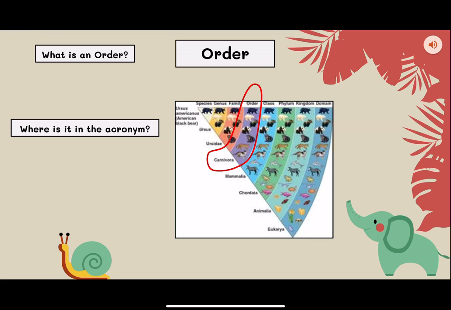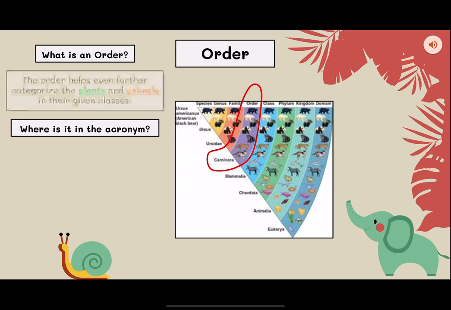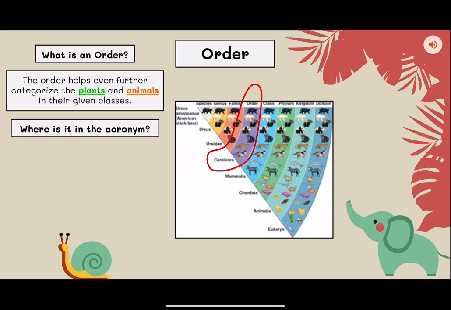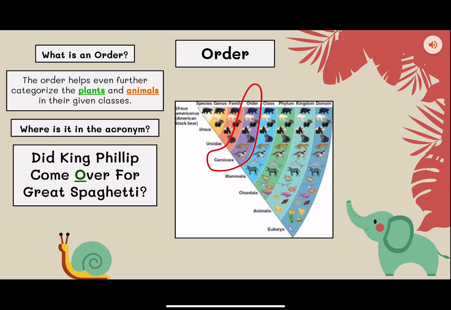The order. What is an order? The order helps further categorize the plants and animals in their given classes. Where is it in the acronym? Did King Philip come over for Great Spaghetti? It is the first letter of the fifth word in the acronym, since the order is the fifth level of the taxonomy pyramid.